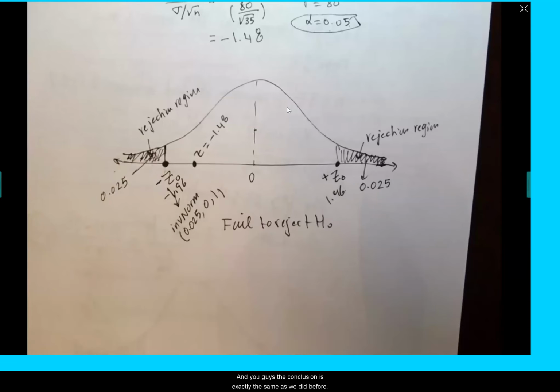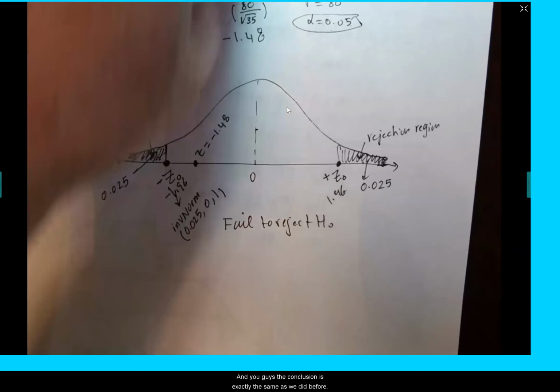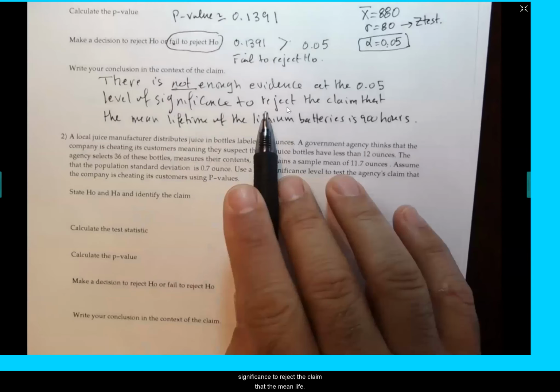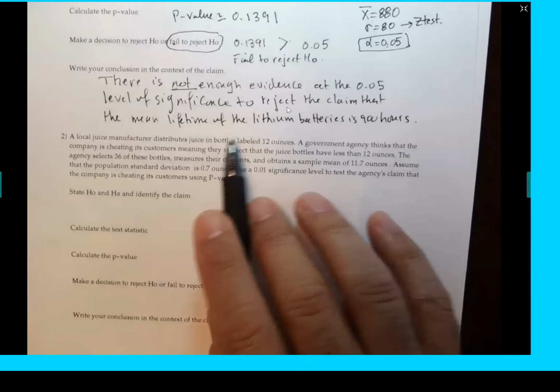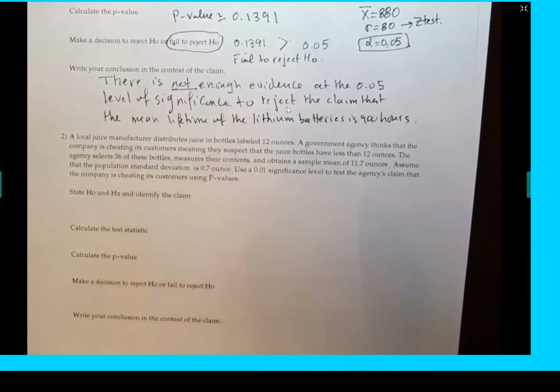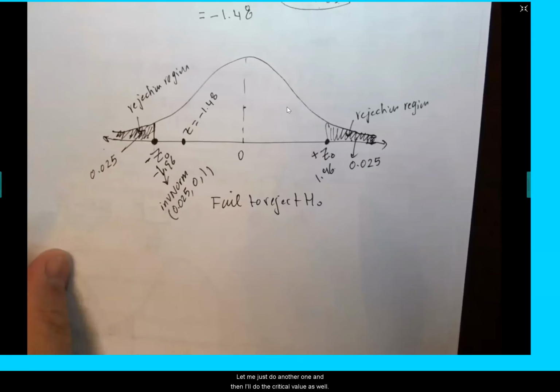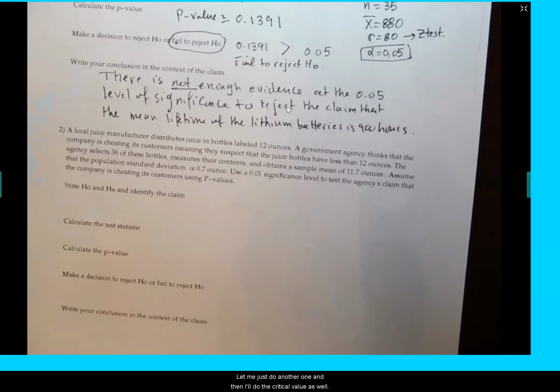And you guys, the conclusion is exactly the same as we did before. There is not enough evidence at the 0.05 level of significance to reject the claim that the mean life of lithium batteries is 900 hours. So it's exactly the same as the statement we did with the p-value. So the only difference between the two methods, guys, is step number 3. Here you find the p-value. Over there you find the critical values. So let me just do another one, and then I'll do the critical value as well. So let's do the next one.